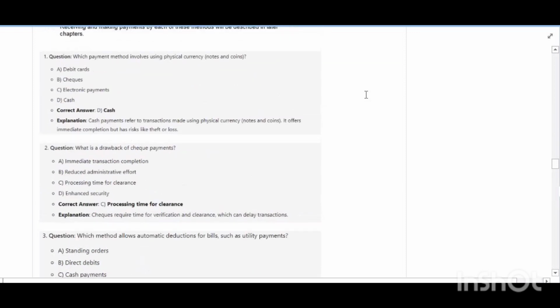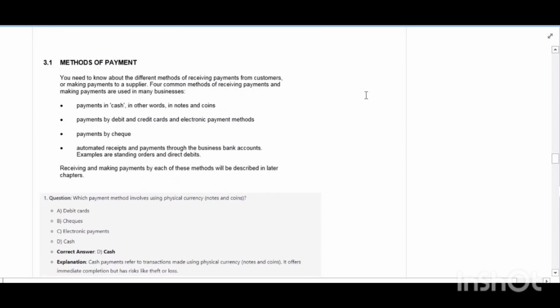Here I think we have discussed in detail the payment method. You need to know about the different methods of receiving payment from customers or making payment to suppliers. Four common methods of receiving and making payment are used in many businesses. The first one is cash, which we have discussed in detail, that involves notes and coins. Then debit and credit card is an electronic payment method, that is a plastic card we are using.